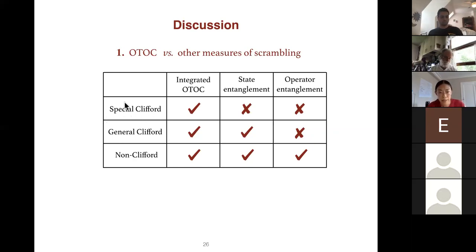And so in the special Clifford circuit, it's even worse. The state entanglement and operator entanglement do not grow at all, while you can still have a non-trivial exponential growth of integrated OTOC. So the reason I'm putting this chart here is to show that those three measures or diagnostics of scrambling are seemingly catching different, if not independent, aspects of scrambling. So I think it's an open question how they are related to each other.